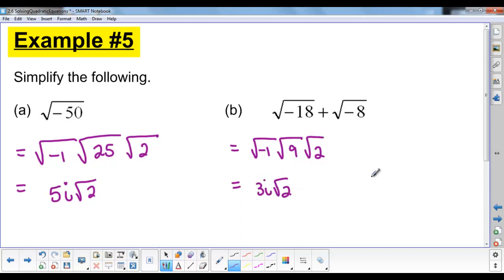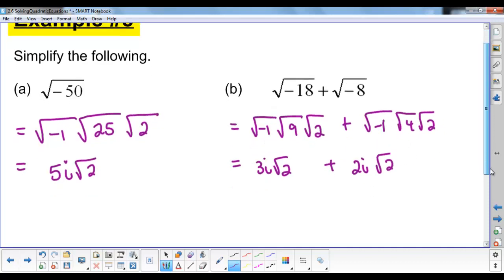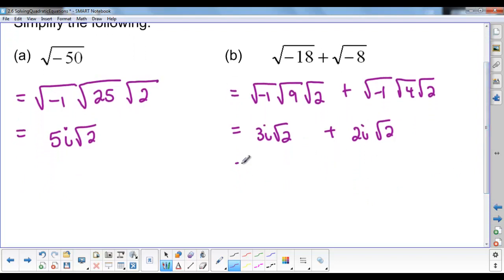Now let's work with the root of negative 8. Negative 1 for the negative sign, 4 times 2. So that would simplify into 2i root 2. So now we have like terms. Because both of these have a root 2 in it, I can add the numbers on the outside of the radical. So keeping the root 2, I have 3i plus 2i, and that leaves me with 5i.